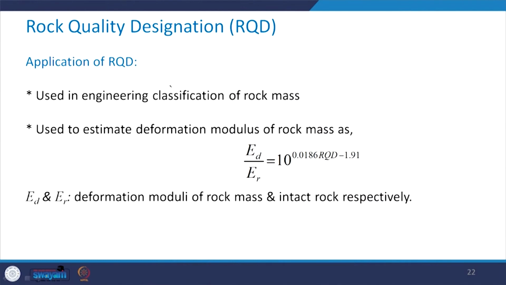The application of this RQD, first and foremost, is in the engineering classification of the rock mass. Then it is used to estimate the deformation modulus of the rock mass. You can see here, ED is the deformation modulus, ER is the modulus of the intact rock, and here RQD is coming into the picture. Using this expression, one can obtain the deformation modulus of the rock mass.